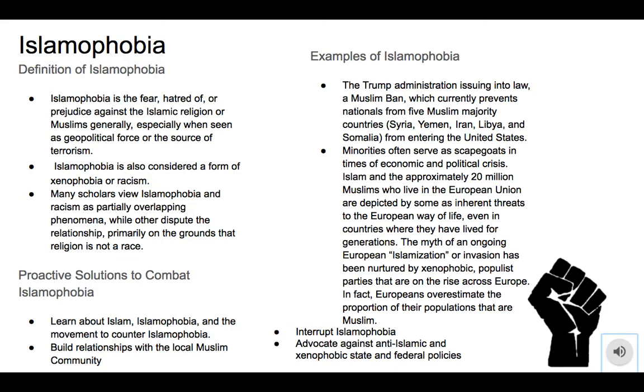Another way you can combat Islamophobia is building relationships within your community, within the local Muslim community where you are.